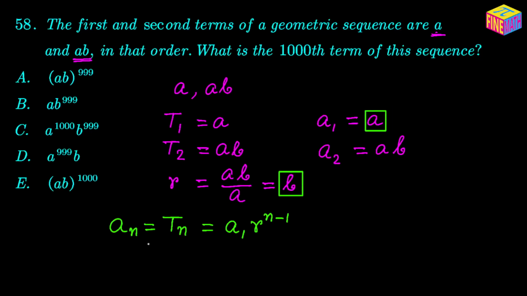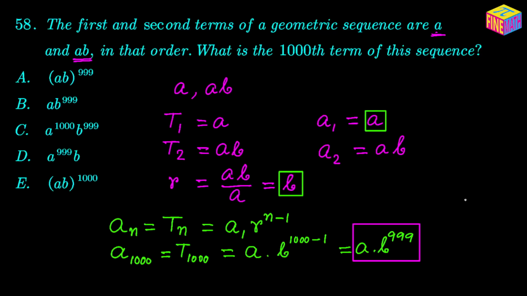So for the 1000th term, can we write it like this? We can say, well, A sub 1000, or you can also write it as T sub 1000, that is our 1000th term, would be equal to the first term, which is A, and then times the common ratio. What is the common ratio? Well, the common ratio is actually B, so B to the power n minus 1. N minus 1 means 1000 minus 1. So that would be A times B to the power 999, and that is our answer.